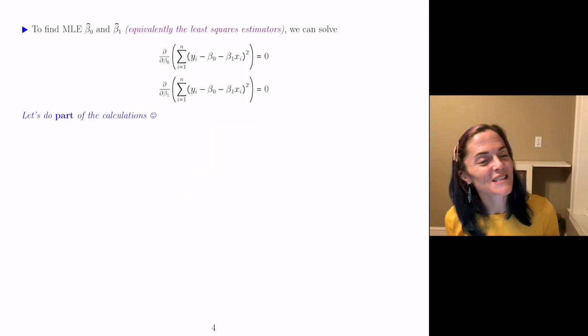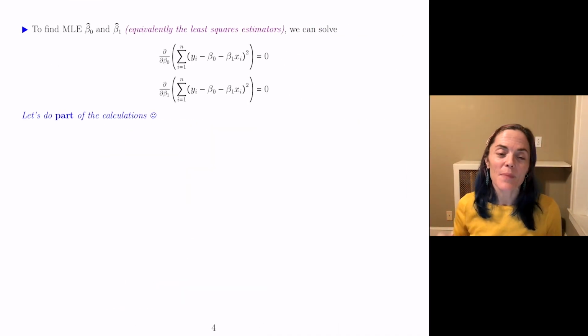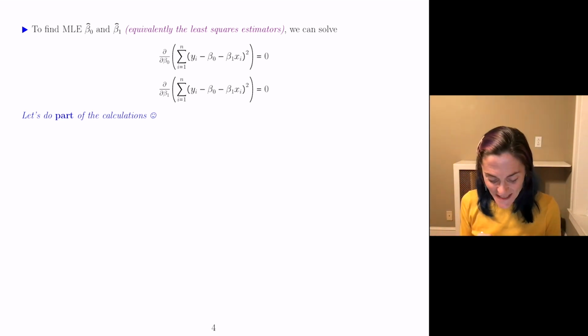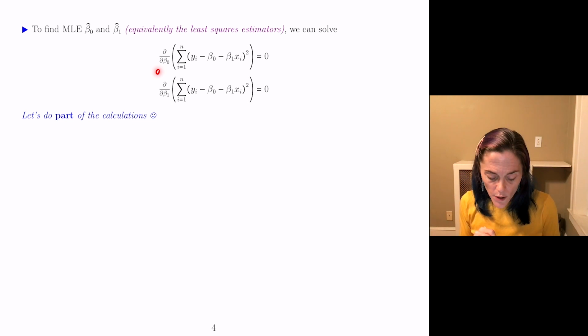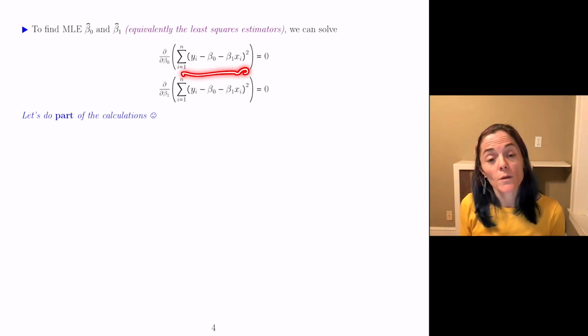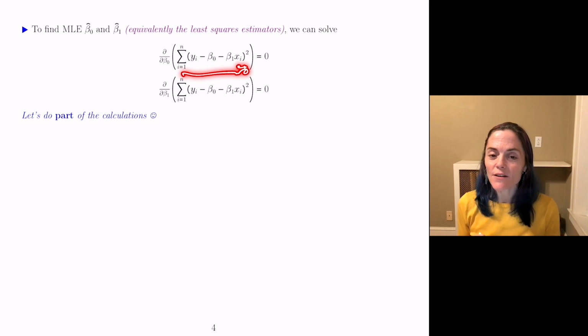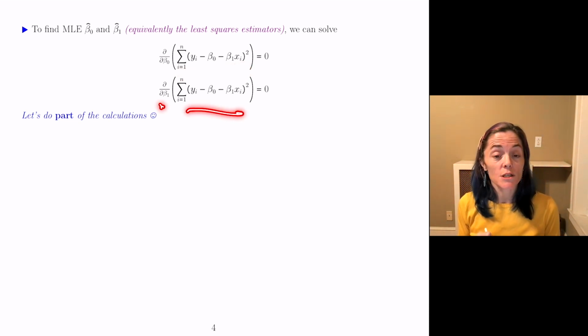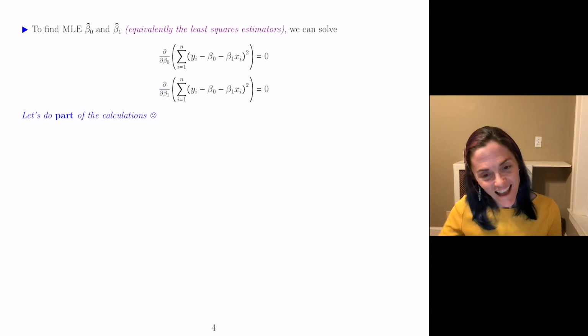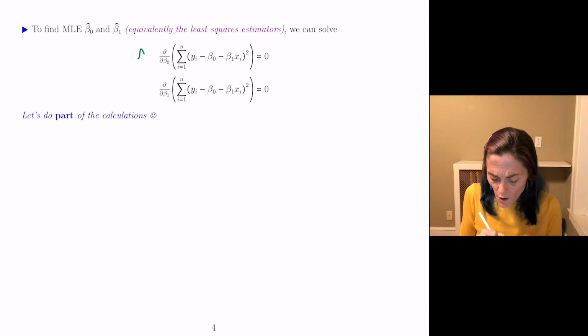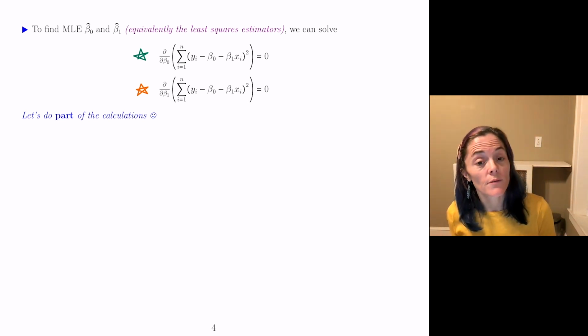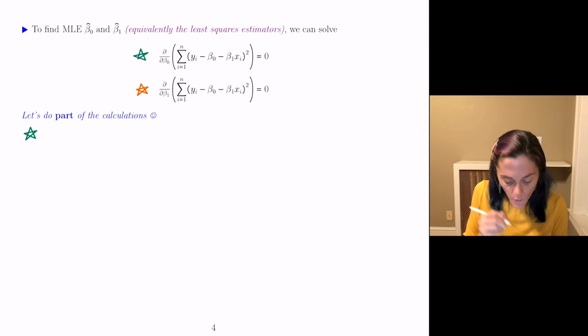Okay, so next page, to find the MLE beta 0 hat and beta 1 hat, equivalently least squares estimates, what we want to do is simultaneously solve. We can take the partial derivative of this expression with respect to beta 0, set it equal to 0, and the partial derivative of this expression with respect to beta 1, and set it equal to 0. I'm going to color these two different things. Maybe I will call this green, and I will call this one orange, so we know which partial derivative we're working with. Let's work with the green one first.